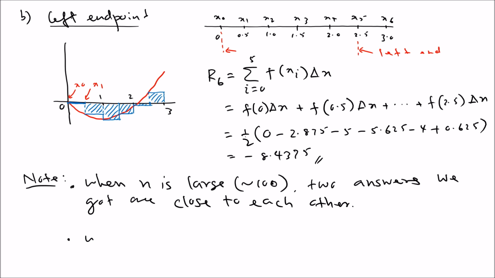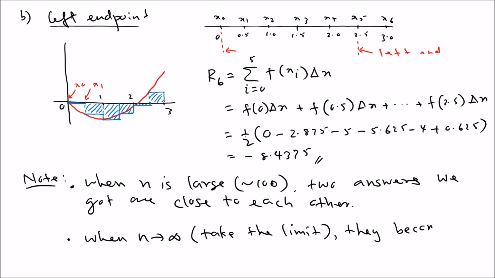And then when n goes to infinity, that means when you take the limit, they become the same and equal to the integral. So that's what happens. That's the theory part, but we don't do problems from that in this review. But that's exactly what happens, at least for you to remember what exactly happened. Okay, so that's about that.